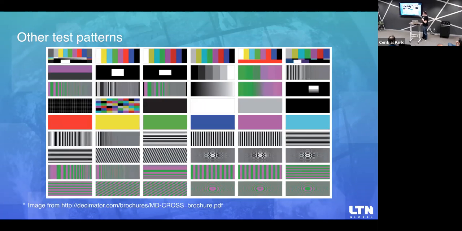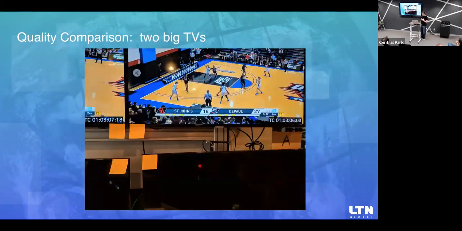All sorts of other test patterns. We won't go into what all these are, but there's lots of them. If you actually care about digital video, you should look these up. These are ones that come with a $300 generator that you can buy at B&H. And then don't forget about sticking two 42-inch televisions next to each other and just seeing what happened to the picture as a result of your changes.